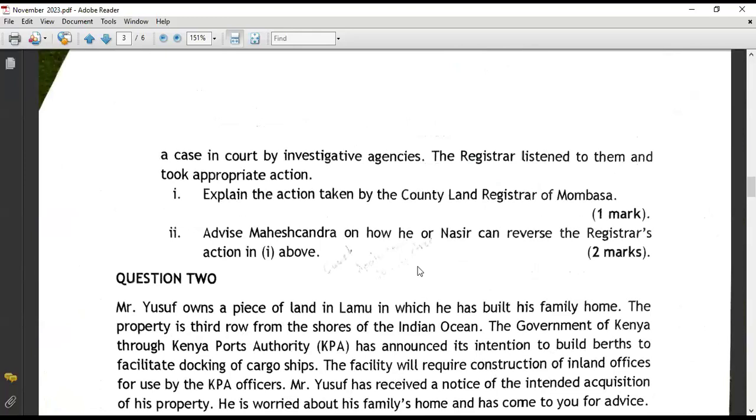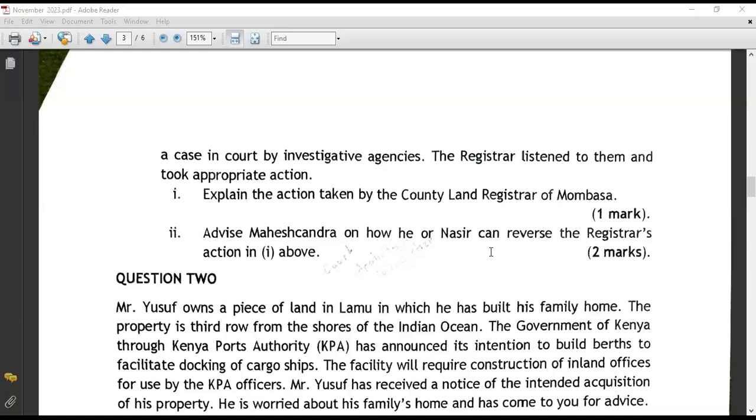Yes. So the question must be very express. It must talk about the National Land Commission. I want to show you another question so that you know the difference. So maybe before we move there, in my view, these two questions are different.